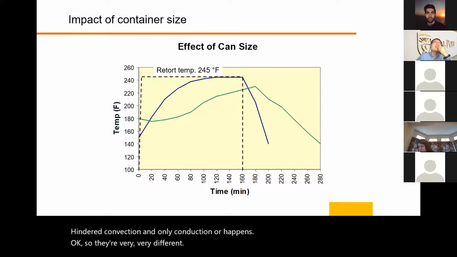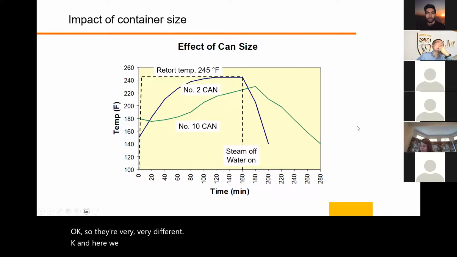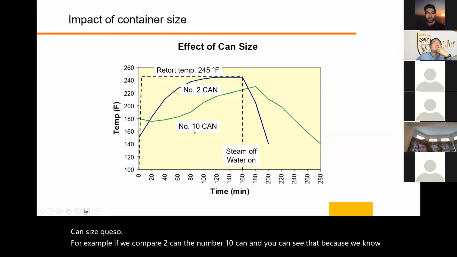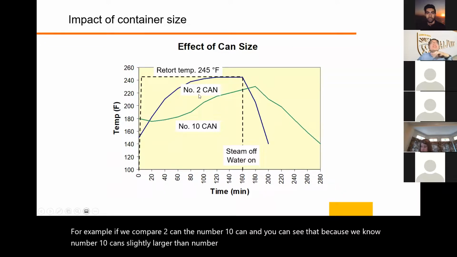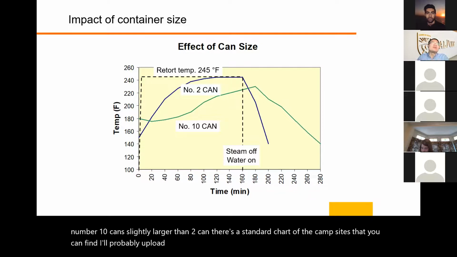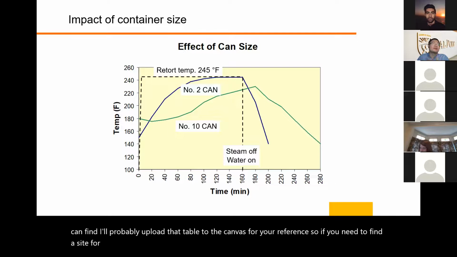And here we are comparing different can sizes. For example, if we compare the number 2 can and the number 10 can, we know the number 10 can is slightly larger than the number 2 can. There's a standard chart of the can sizes that you can find. I'll probably upload that table to the canvas for your reference. So if you need to find the size for a certain can number, you can locate that in that table.